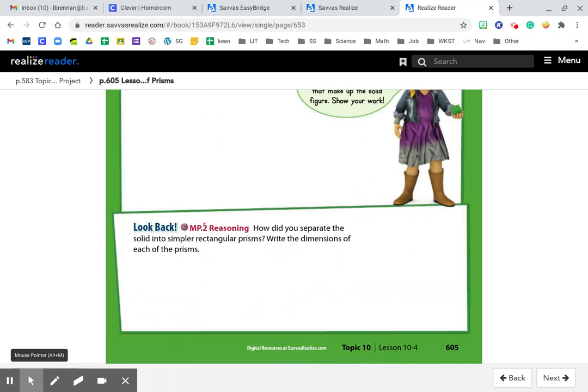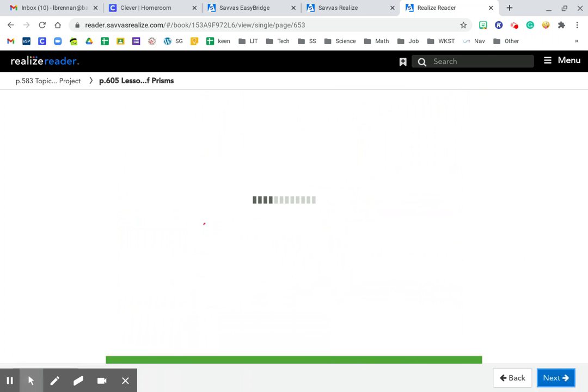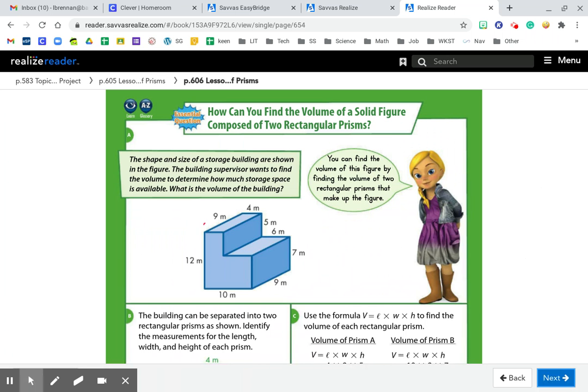How do you separate the solid into simple rectangular prisms? Write the dimensions of each prism. So we already did that. So we're going to move on to the next page. And the video for today, the shape and size of a storage building are shown in the figure. The building supervisor wants to find the volume to determine how much storage space is available. What is the volume of the building?